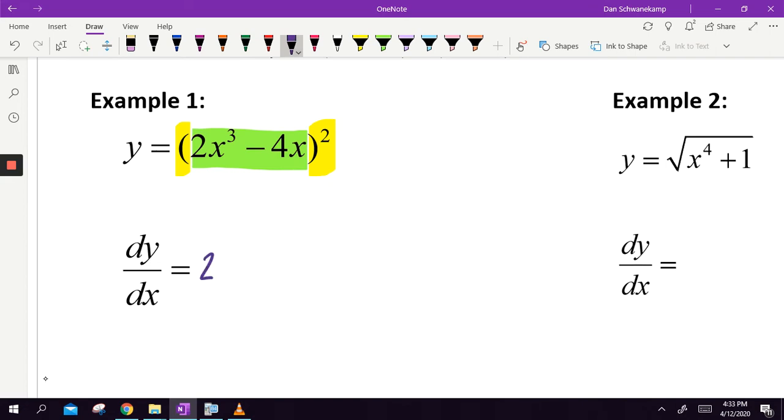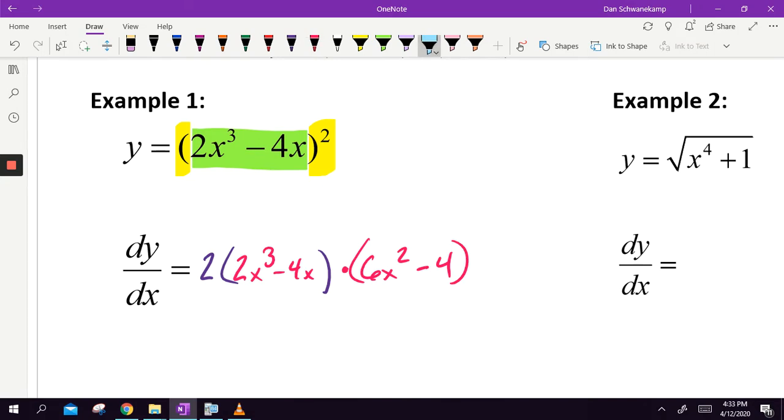Take the derivative of the outside. So 2, subtract 1 from our exponent, boom. We're going to rewrite the inside, so 2x cubed minus 4x. And then we're going to multiply by the derivative of the inside. The derivative of 2x cubed minus 4x is 6x squared minus 4. We got to throw it in parentheses. That is my derivative using chain rule.